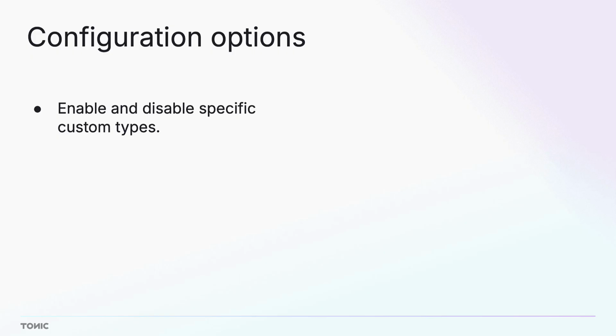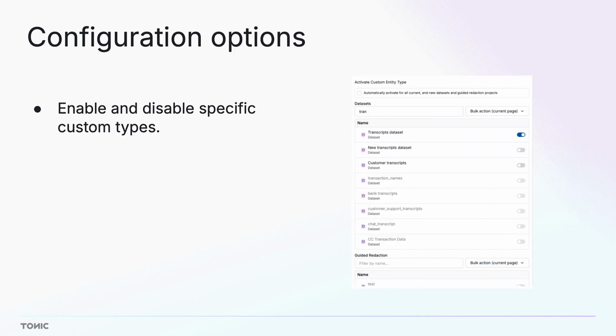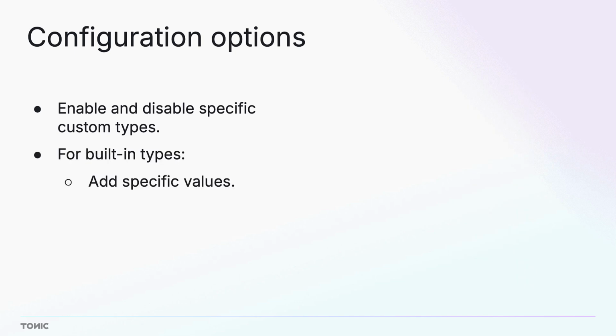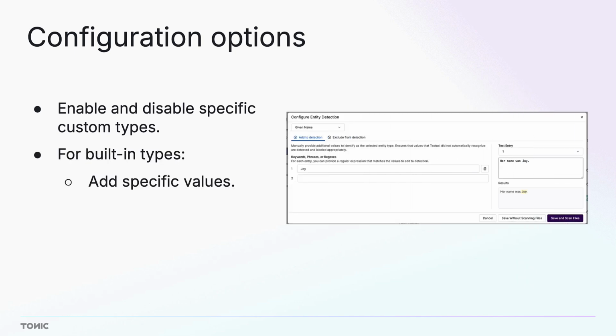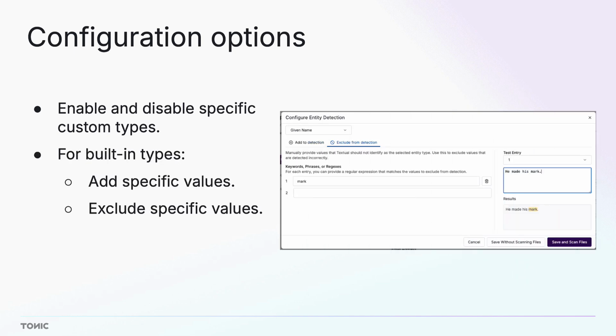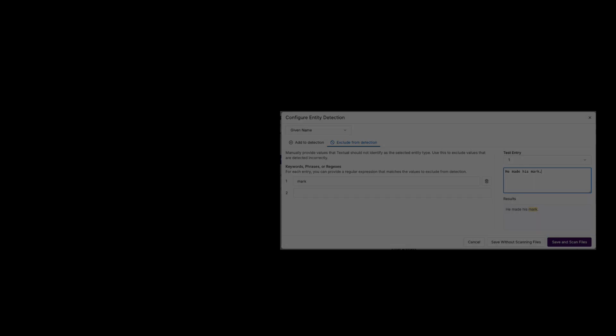Within a dataset or a guided redaction project, to fine-tune the scan results, you can enable and disable specific custom entity types. For built-in types, you can add other values for Textual to look for and exclude values that it identifies incorrectly.